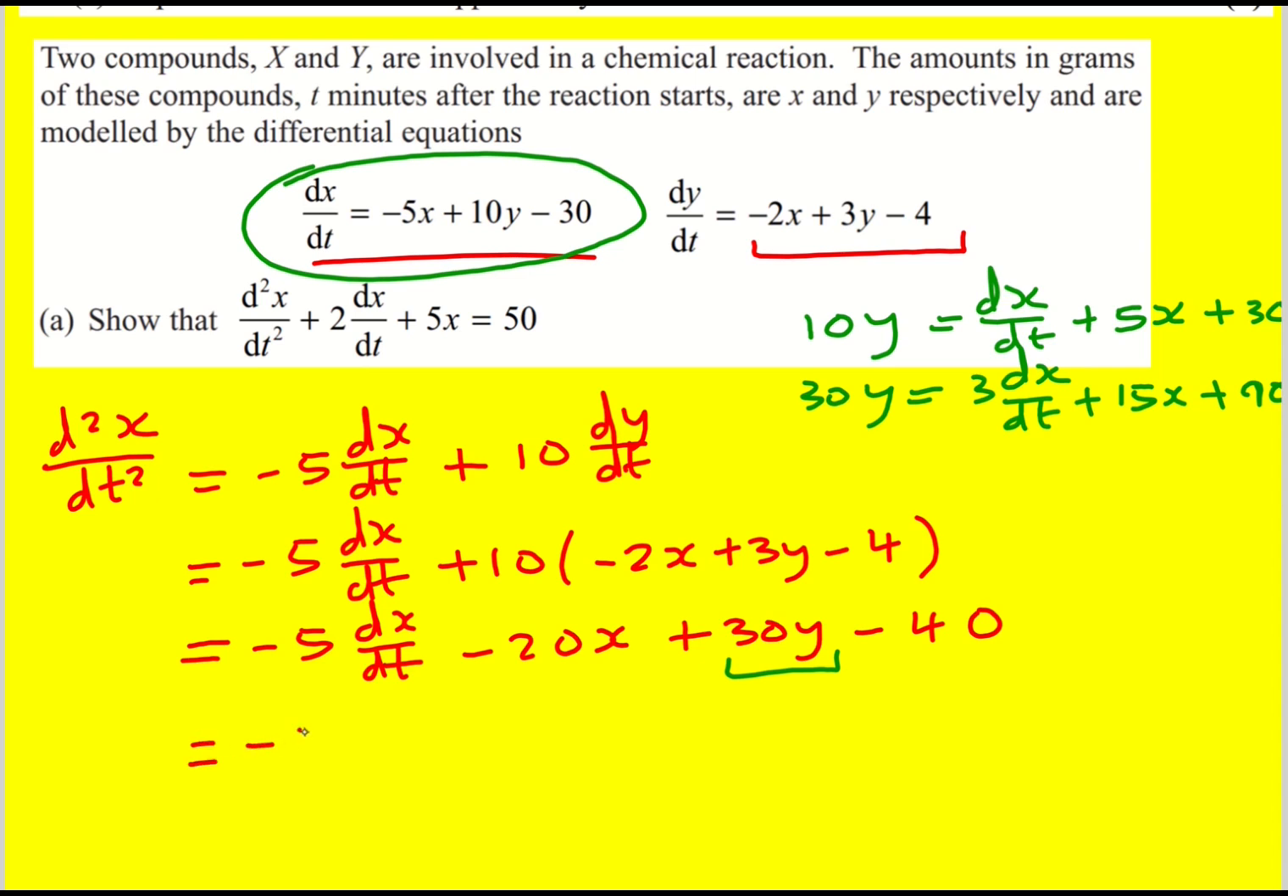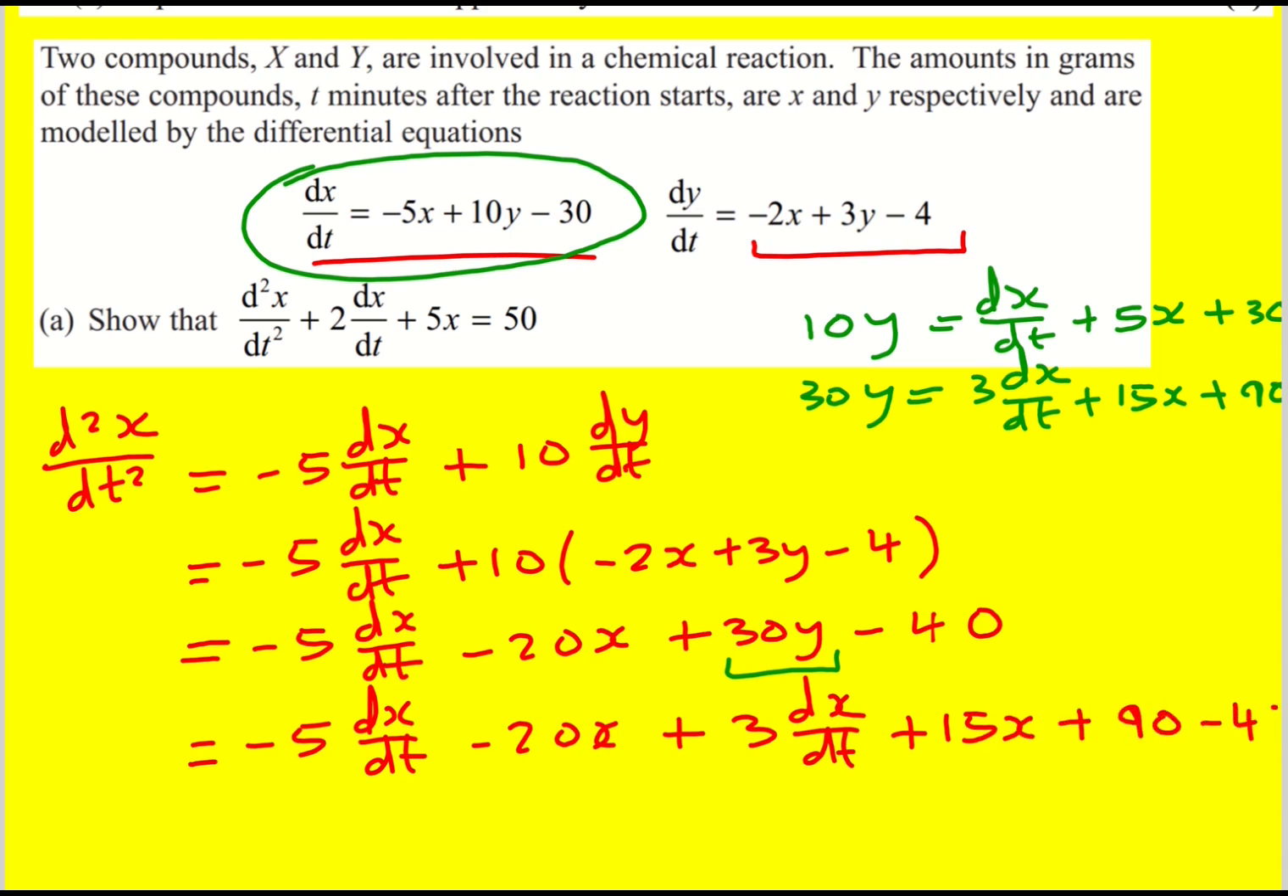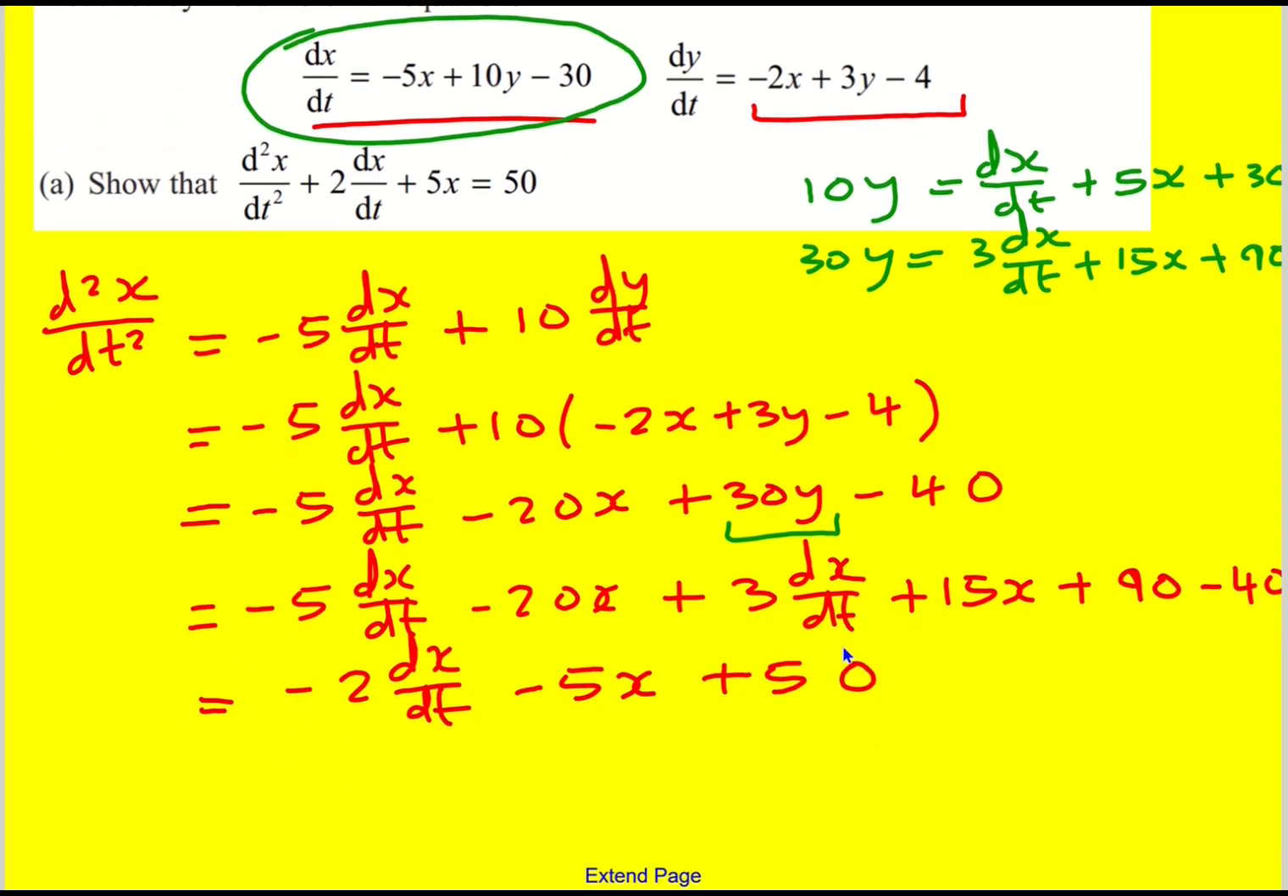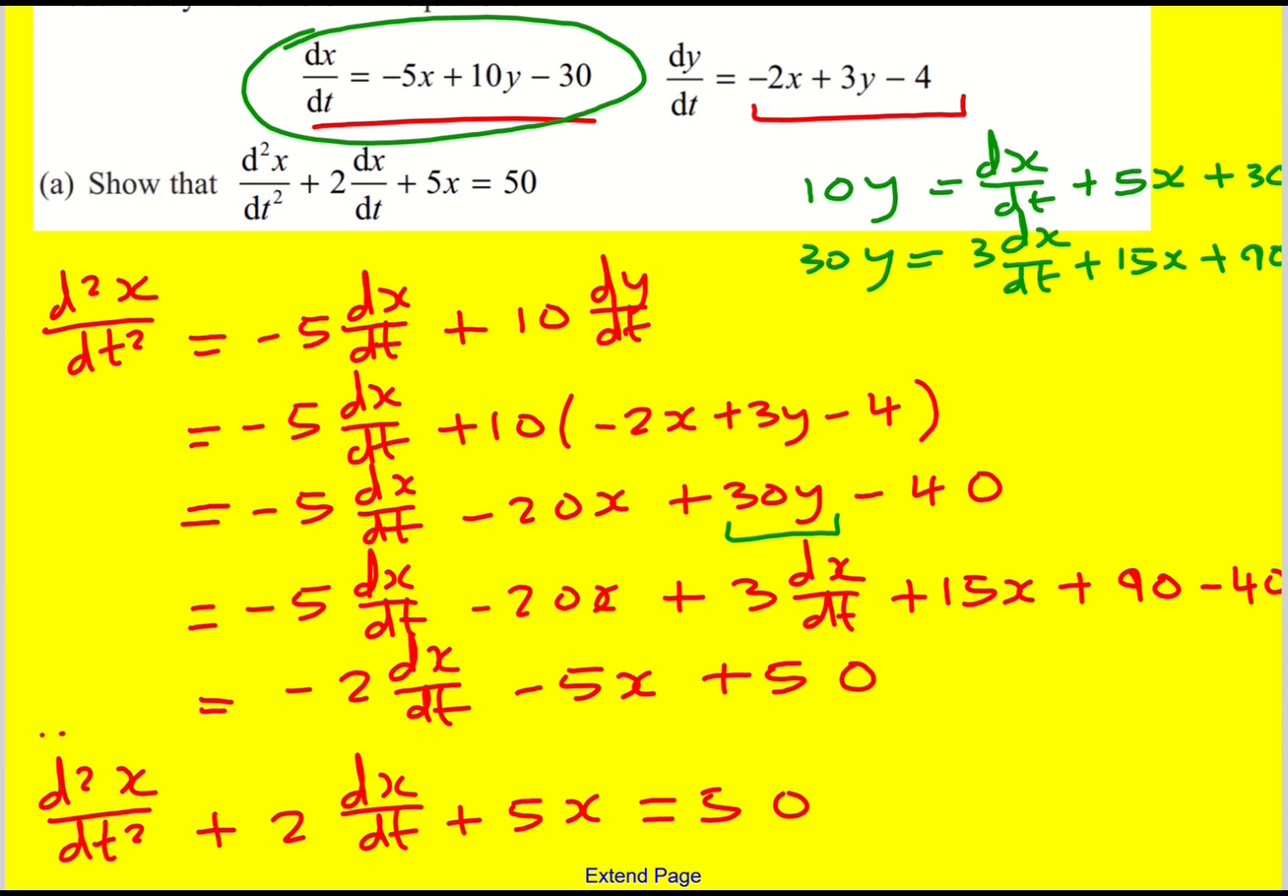So back down here, we're going to get minus 5 dx by dt minus 20x plus 3 dx by dt plus 15x plus 90, and then don't forget the minus 40. So that will give me minus 2 dx by dt. I'm just combining like terms here. Minus 5x plus 50. And finally, that means that d2x by dt squared plus 2 dx by dt plus 5x is going to equal 50, as required.